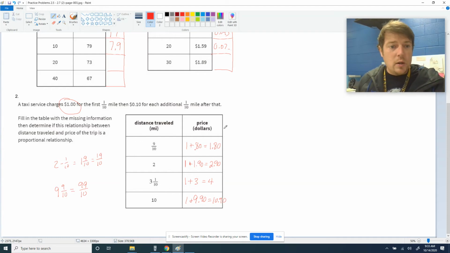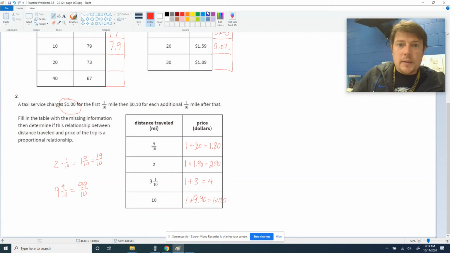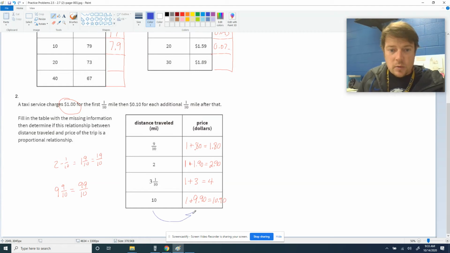The question is, though, is this relationship between these things proportional? And we can test it out really quick. Okay, we can test it out by seeing if there's a constant between these two. So if I do 10.9 divided by 10, actually, I'll make a little table over here. I'll do dollars divided by miles. Okay, dollars divided by miles. So if I take the dollars, $10.90, and divide by 10, that would give me 1.09. That's that ratio.